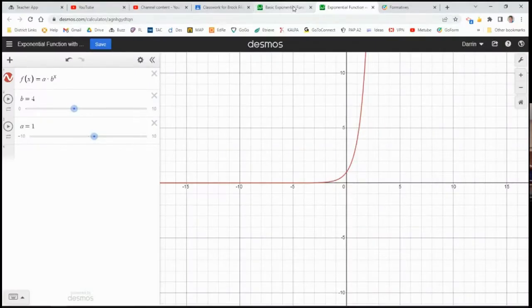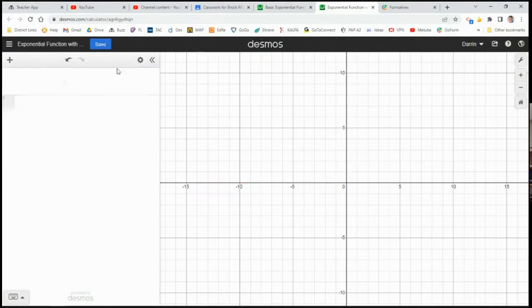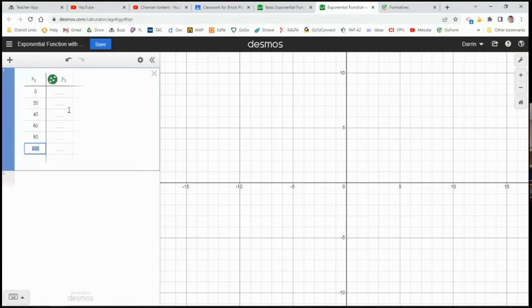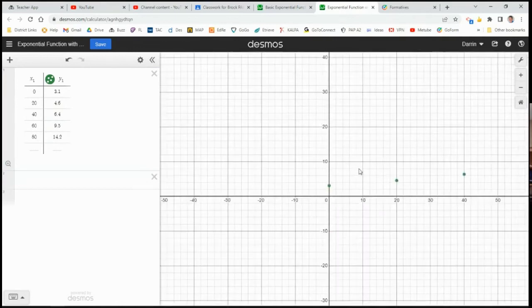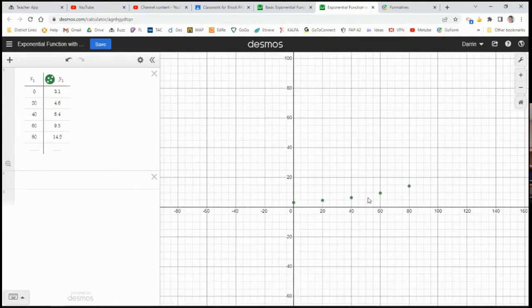All right, so here's a Desmos graph we got right here. I'm going to cancel this graph we had on there and let's put this table in. Starting at year 0, 20, 40, 60, and we have 80. And it's in millions: 3.1, 4.6, 6.4, 9.5, 14.2. And we didn't have any data for the year 2000. All right, so that is our graph. We zoom out a little bit and we start to see it there. And it told us to use an exponential model.